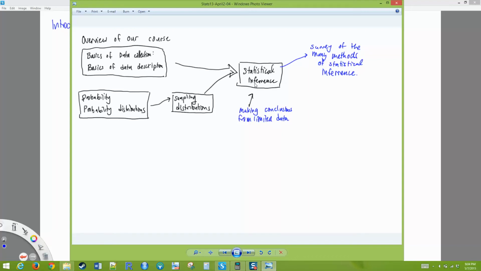Okay, so the rest of this class is going to be all about more statistical inference methods. Okay, it says a survey of the many methods of statistical inference. Okay, and that's where we're headed in the rest of this class. Okay, so I think when I talked about confidence intervals, I kind of got into how the sampling distribution allows us to make these conclusions and things like that.